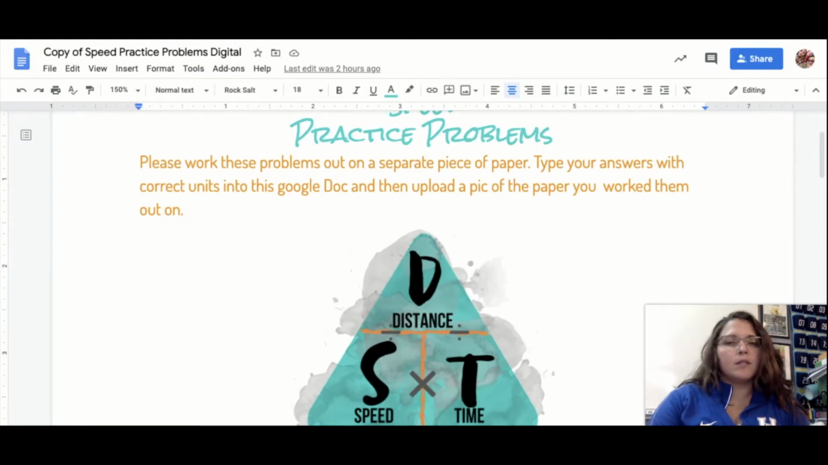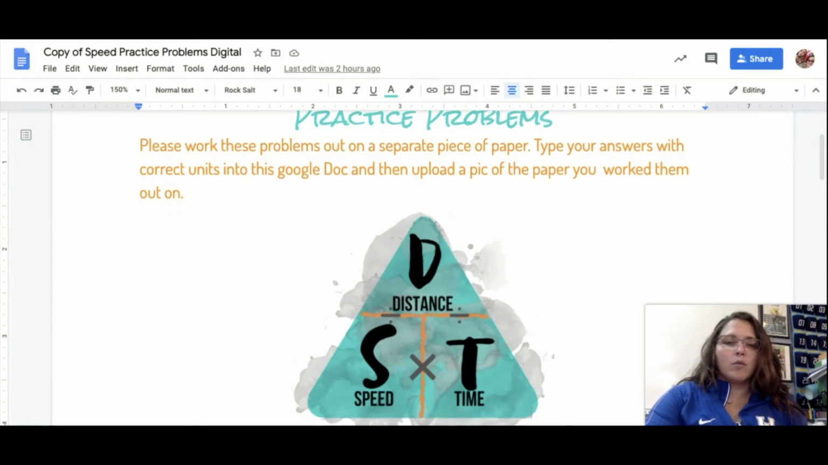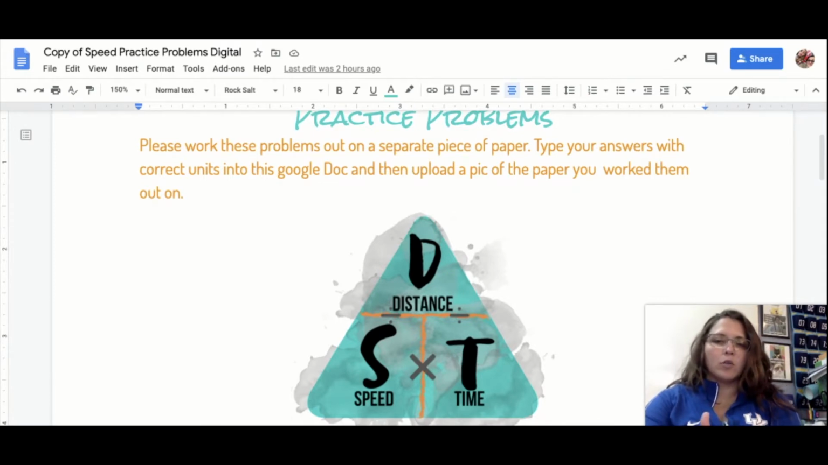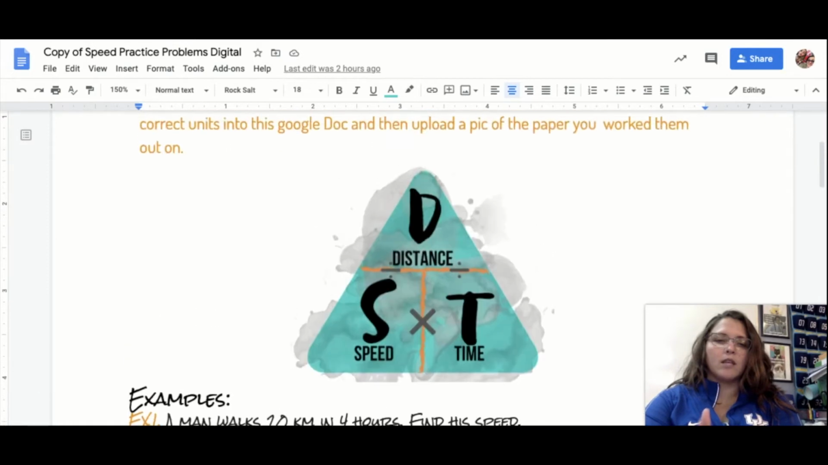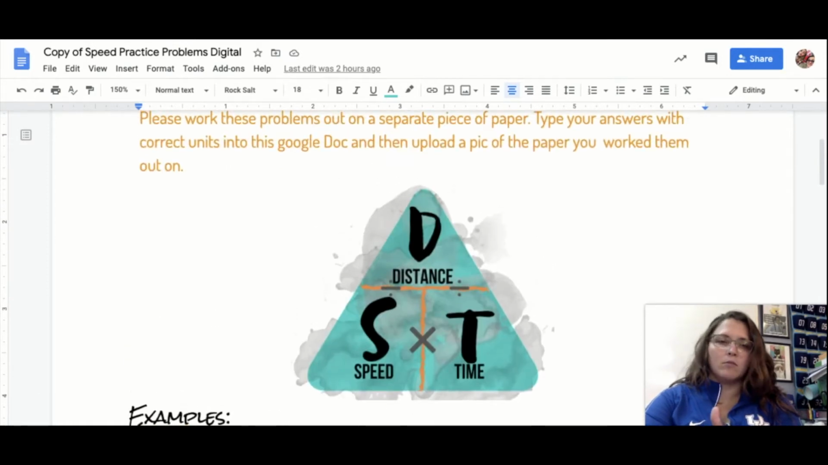So this is a little bit different, but I want to see how you work the problems out so I can see if there's any mistakes, and how we can fix those. So show your work on a piece of paper, upload a picture of that paper, but also submit your correct answers in this form or in this Google Doc.